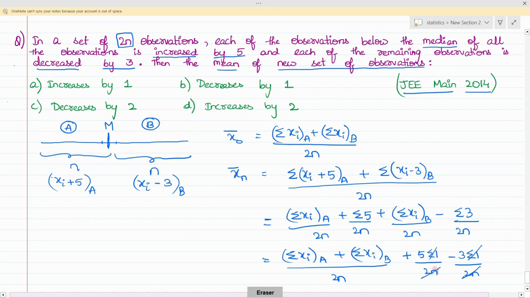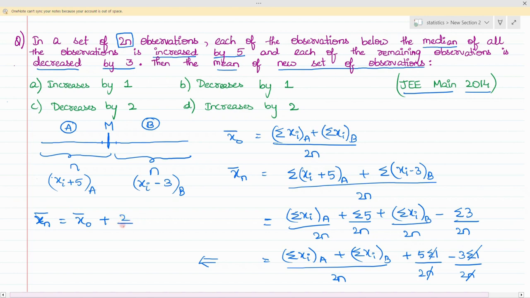Only n, 2 remain as it is, okay? Only n gets cancelled because it is basically the sum of the natural numbers. So this n and this n get cancelled. Now, this whole thing is the original mean, so I'm writing it over here. So the new mean will be the original mean plus 5 minus 3.